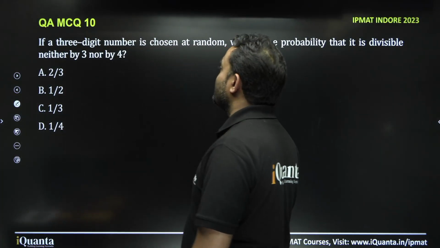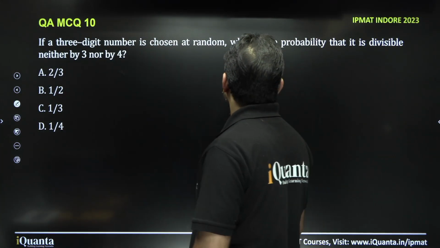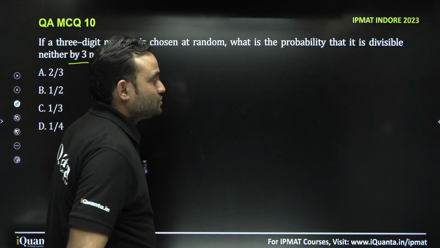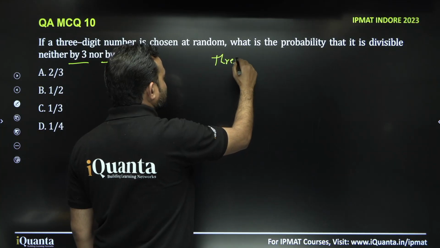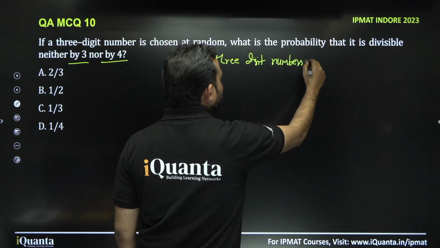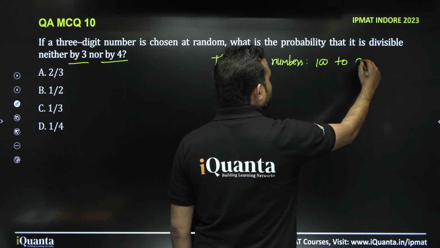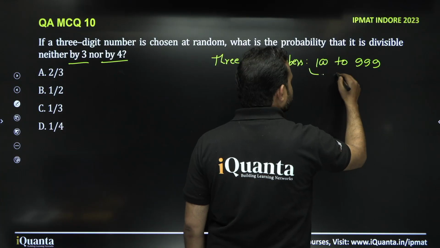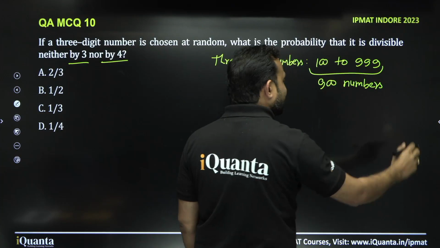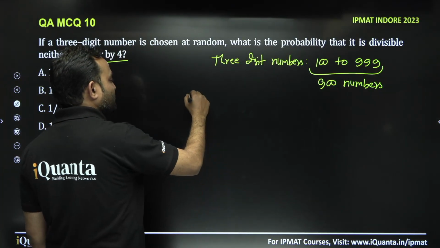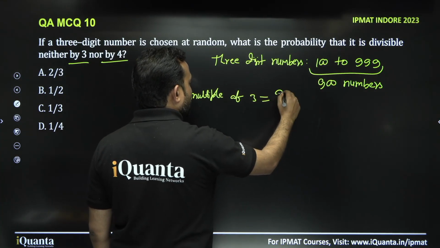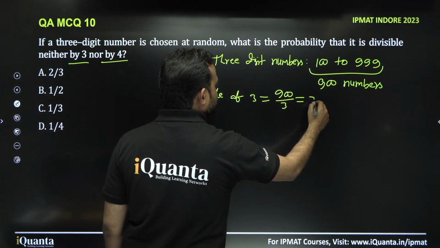Next, question number 10. If a 3-digit number is chosen at random, what is the probability that it is divisible neither by 3 nor by 4? So 3-digit number. कौन से होते हैं 3-digit number? If we talk about 3-digit numbers, they are from 100 to 999. And कितने होते हैं? So 900 numbers. So out of 900 numbers, how many of these are multiple of 3? So multiple of 3 will be 900 divided by 3, which is equal to 300.